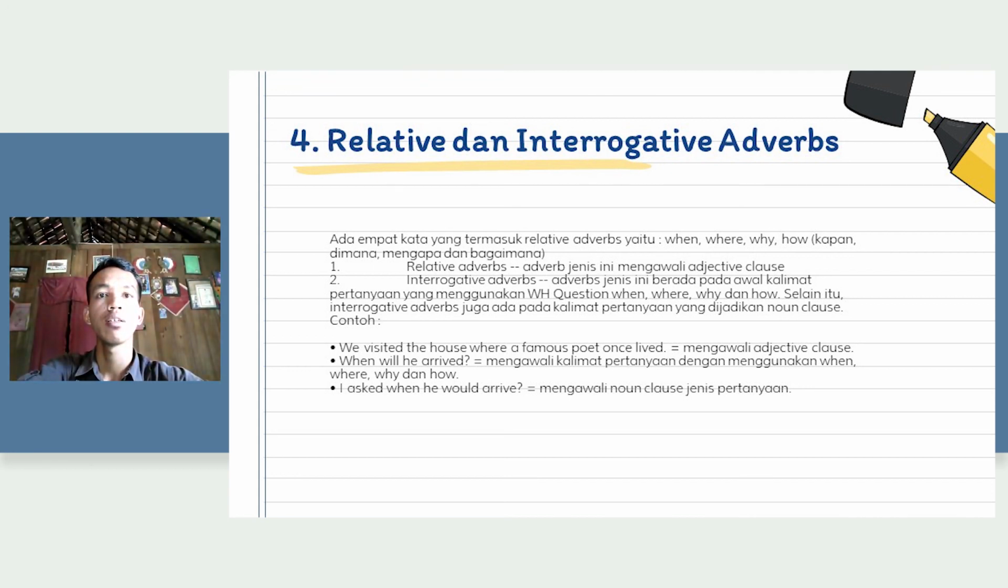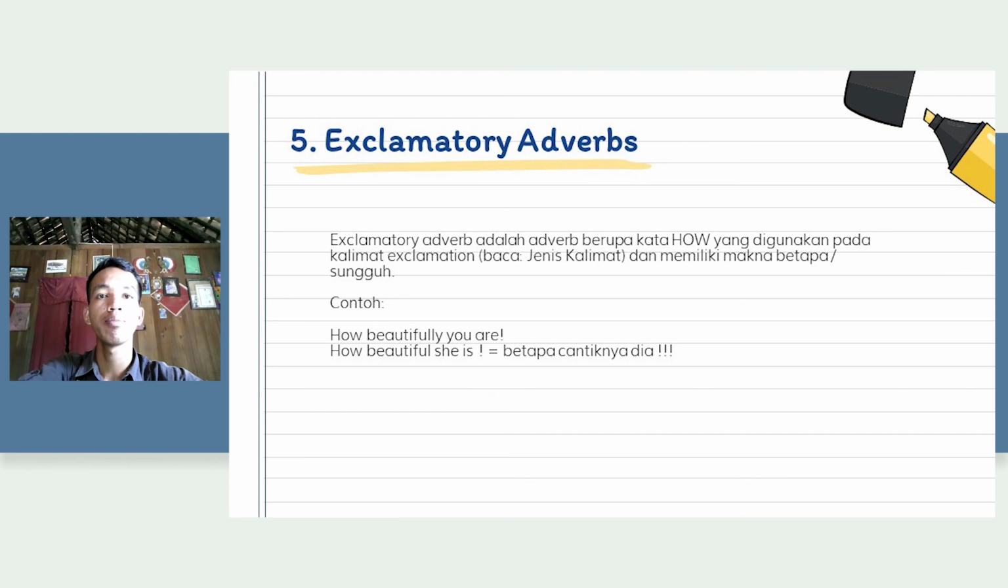The fifth, exclamatory adverb. Exclamatory adverb is an adverb in the form of the word how, which is used in an exclamation sentence and has the meaning of how or really. For example, number 1, how beautiful you are. Number 2, how beautiful she is.